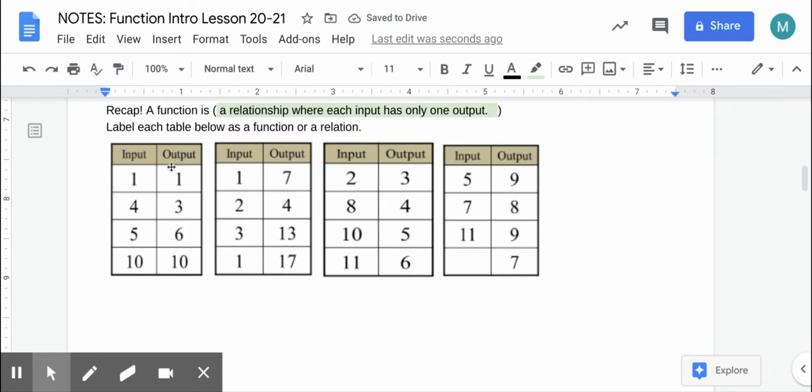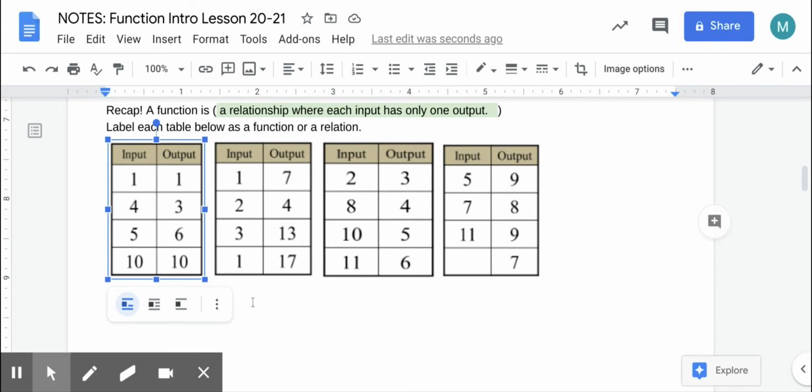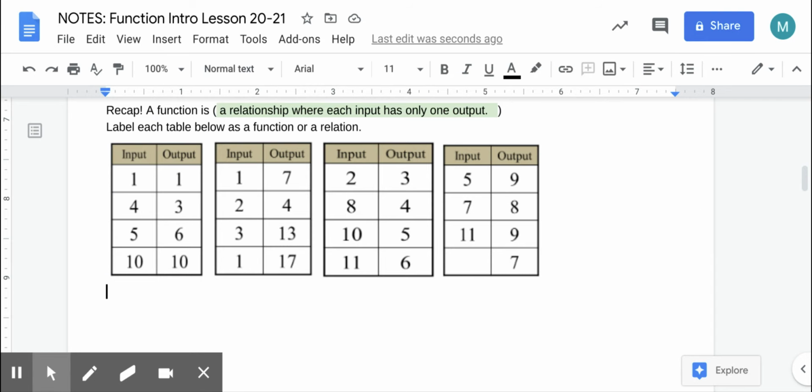Now, looking down here, I have 4 tables. Each one of these tables is either a function or a relation. What I'm going to do is go over and label them. Table 1 would be considered a function because I hit 1, I get a 1. That 1 only has an output of 1. I hit a 4, I get a 3. Again, they don't have to be the same. Okay, so now we're getting into math speak. As long as every time I push a 4, I expect to get a 3, this would be a function. As long as every time I hit 5, I expect to get a 6, it's a function. Now that 5 can only have a 6 as an answer.